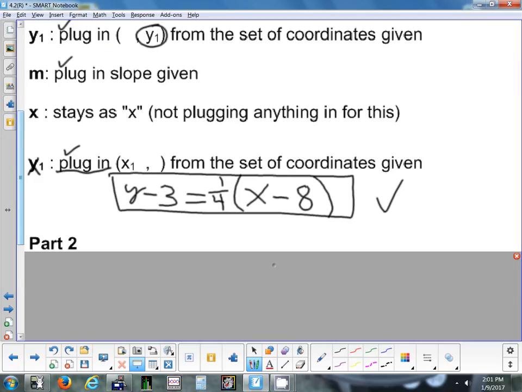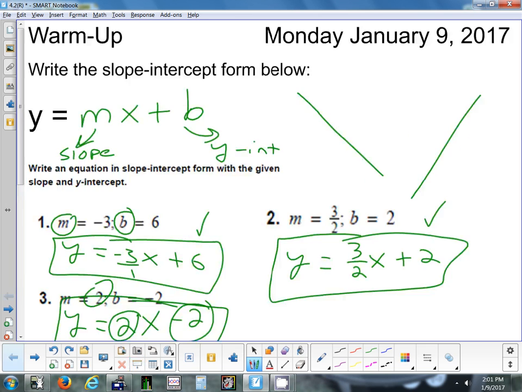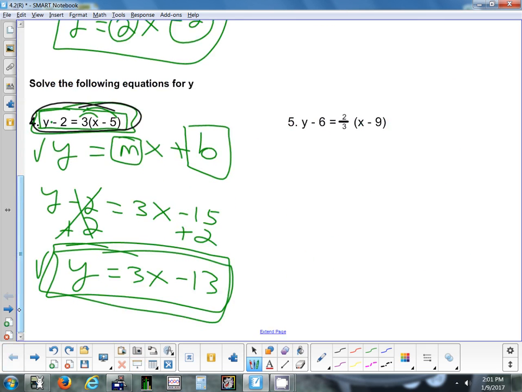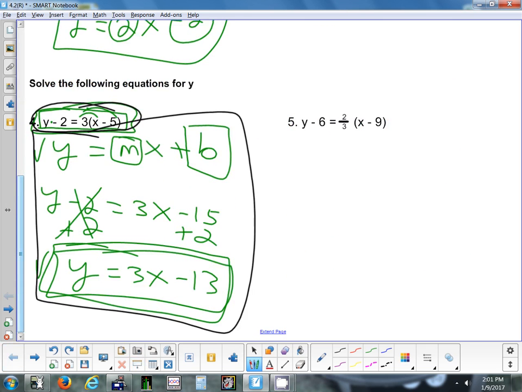That's the answer to example 1. Any questions on this? That's it. That's all you have to do. All right, so what if they ask us to do the next step? The next step is to do this. Take the answer that you have and change it so y is by itself.